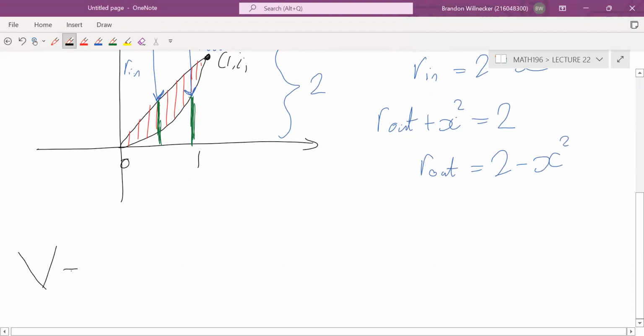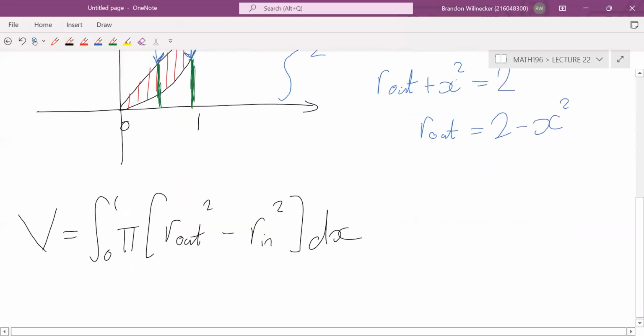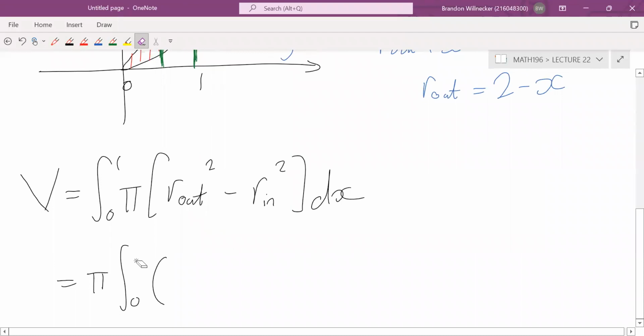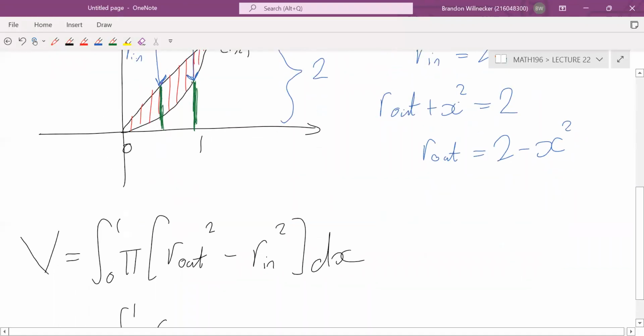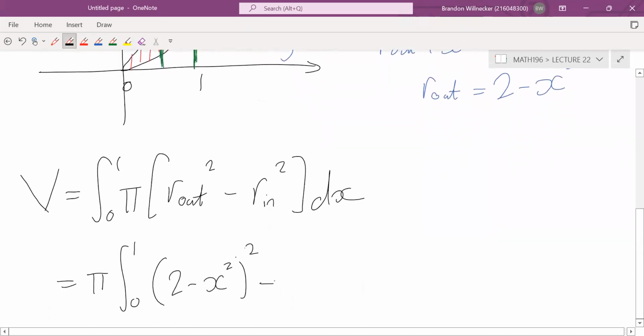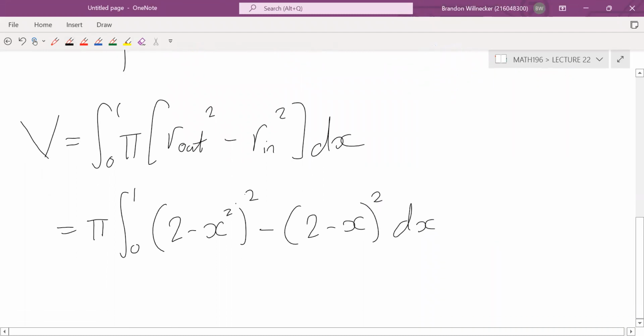So the volume is equal to the integral from 0 to 1 of pi times r out squared minus r in squared dx. So that's going to be pi times the integral from 0 to 1. R out is 2 minus x squared, so we have (2 minus x squared) squared. And r in is 2 minus x, so this is going to be (2 minus x) squared dx.